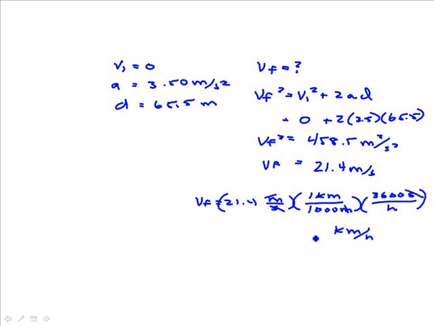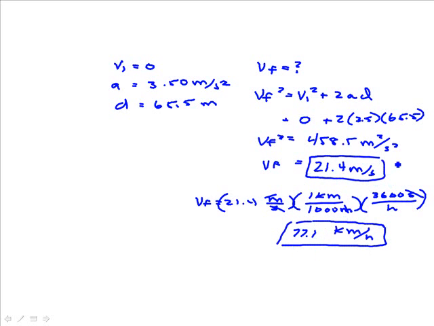And it's the same as taking 21.4 and multiplying by 3.6. So if we take that, multiply by 3.6, we get 77.1 kilometers per hour. So our solution is 21.4 meters per second, or 77.1 kilometers per hour. And they asked for the velocity.